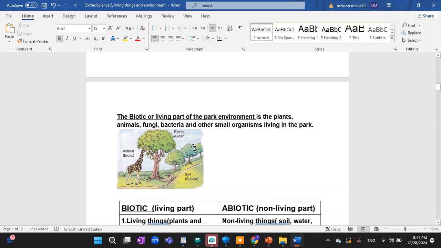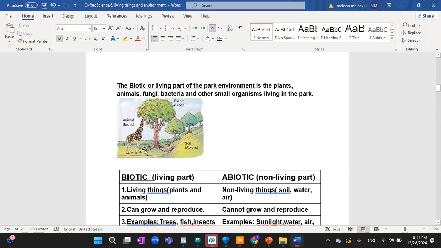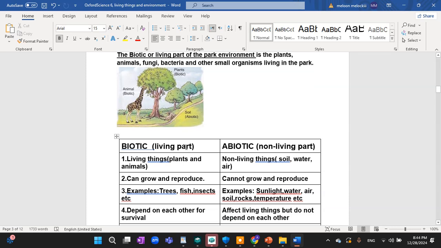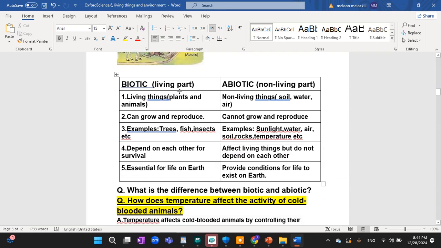So in this picture, this is the picture of a park, and you can see the biotic and the abiotic factors also. So biotic ones are the animals like giraffe and the plants, and the abiotic is the soil and the sunlight and the water under the soil. Now this is the table which is showing you the biotic or the living part and the abiotic or the non-living part. So there are 5 points each for biotic and 5 points for abiotic.